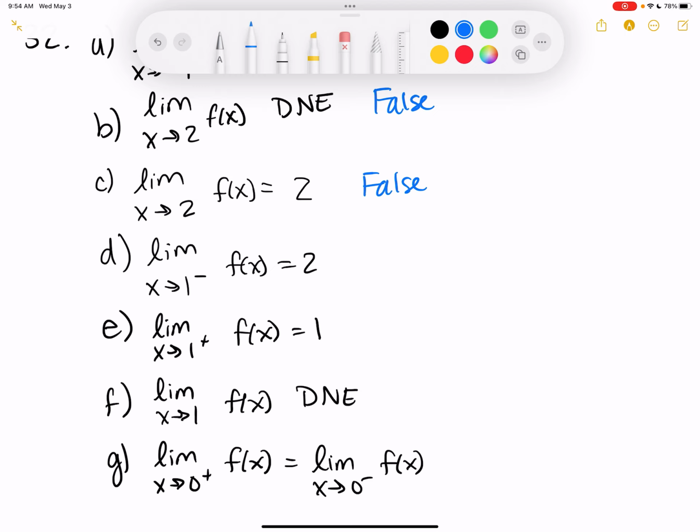I still don't know what I'm doing. False. I'm just giving up on these problems. I ain't got a clue.